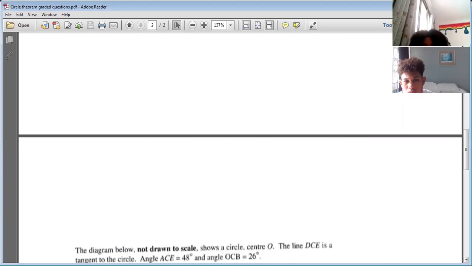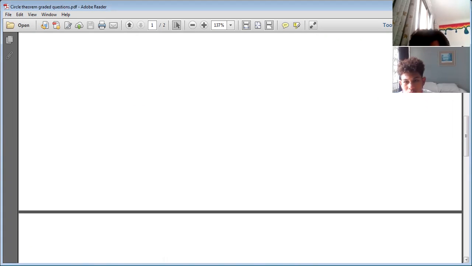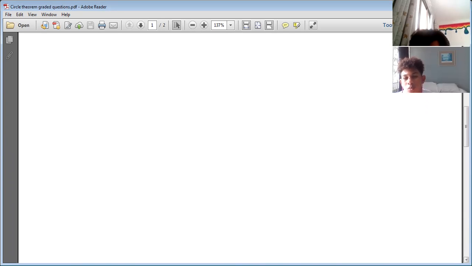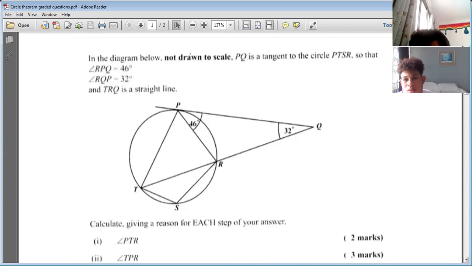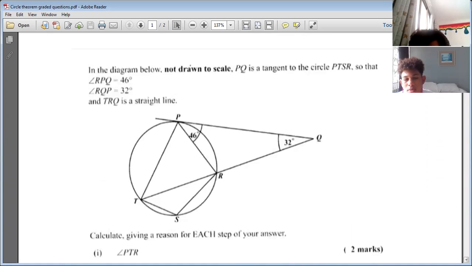And the first question is asking us to calculate, giving a reason for each step of the answer, for PTR. Excellent, PTR. We are trying to find angle PTR here. Now, how do you think we would find PTR? Remember, we are going through this together, but I want you to think first. Look at this question carefully.